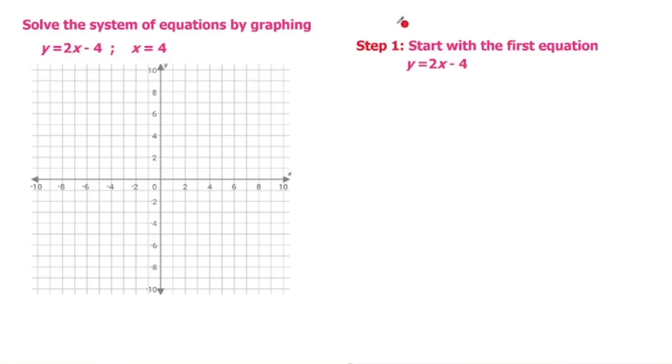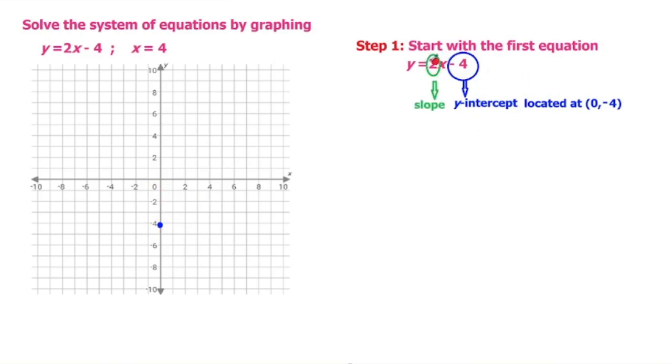So the first thing is to start with the first equation. So we'll start with this one, y equals 2x minus 4. And we know that this is the y-intercept. So it's located at 0, minus 4. So the x value is 0, and our y-intercept here is minus 4. This is our y-intercept.